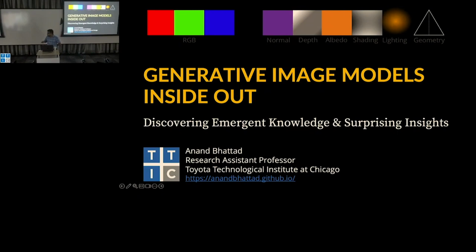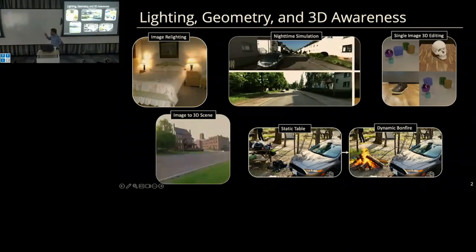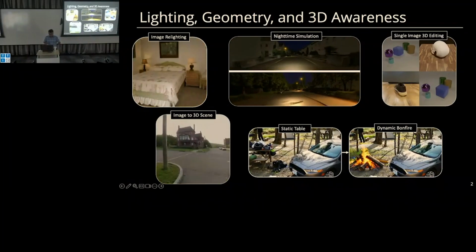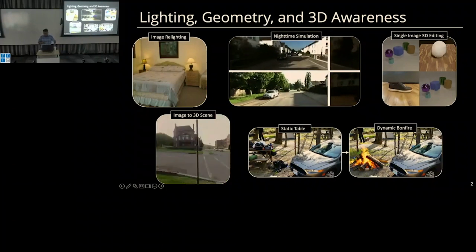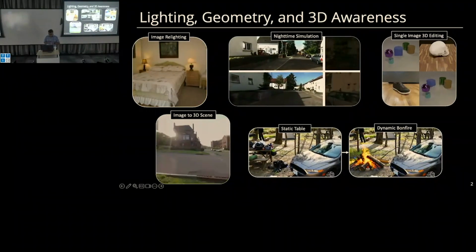So, for people who don't know me, like Abdul said, I am here an RAP. I started last year in September, so it's been about 18 months here now. I mostly work on lighting, geometry, and 3D awareness in computer vision. For today, I will be talking about how we can learn about these phenomena using generative image models.